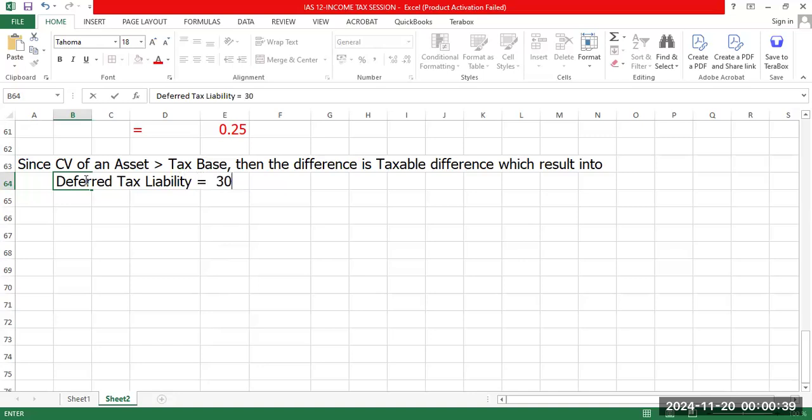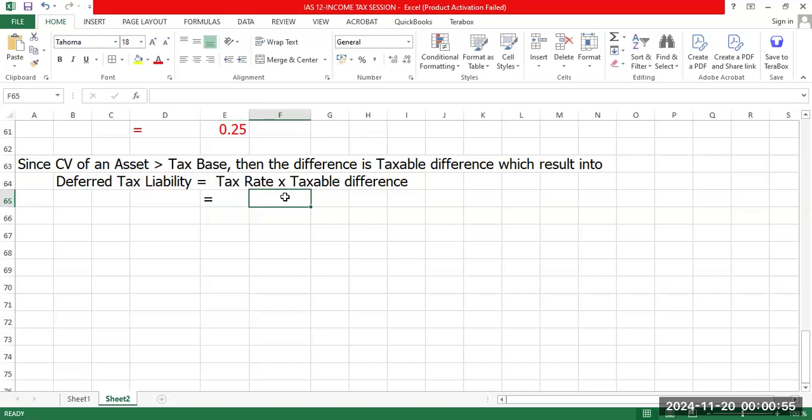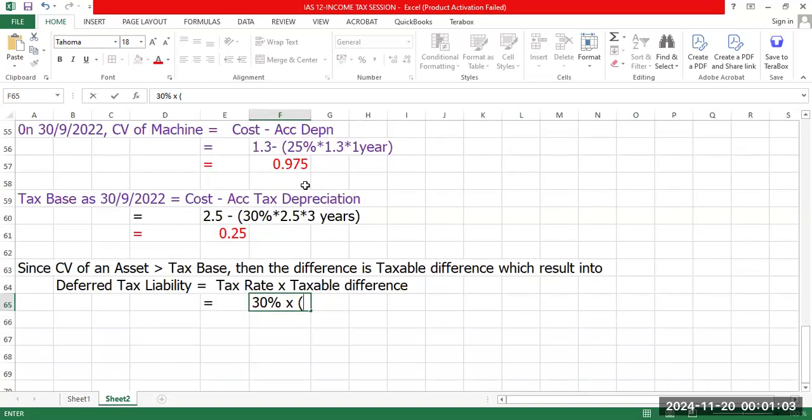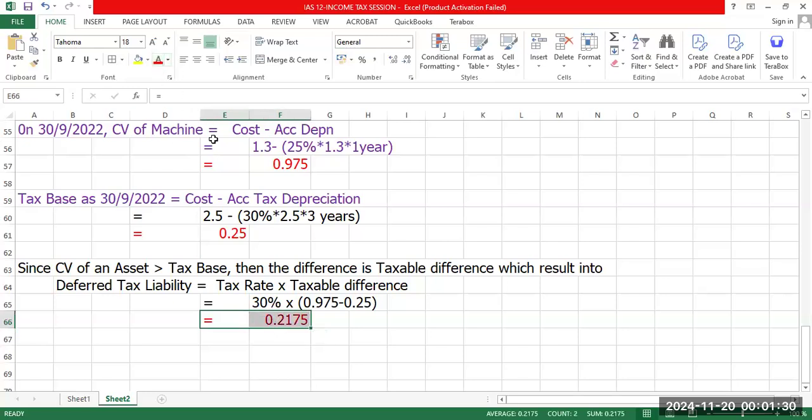Of a 30% tax rate times the taxable difference. Okay. So the rate is 30% times the taxable difference, this minus 0. How much do you get? Times the opening bracket, this minus this. Colleagues, that's your answer. Okay, that's your answer.